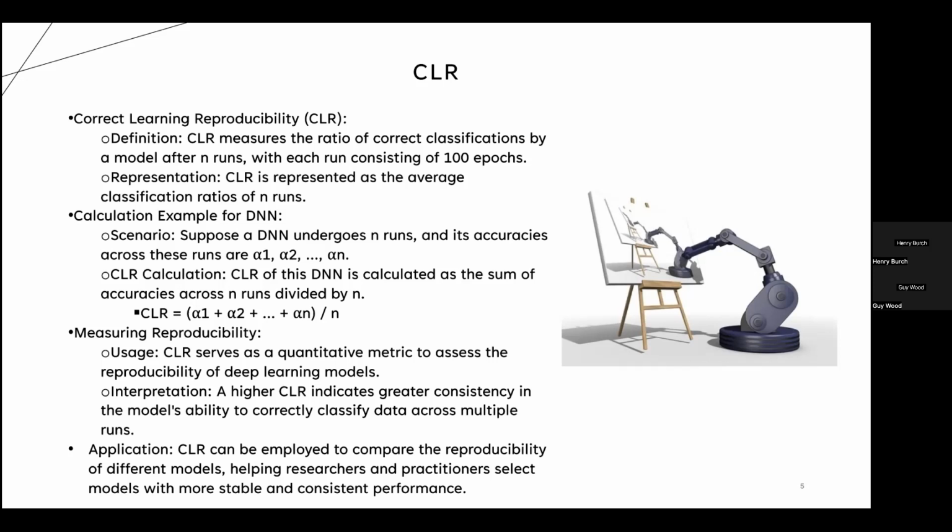The usage here is that the CLR serves as a quantitative metric to assess the reproducibility of deep learning models. A higher CLR indicates greater consistency in the model's ability to correctly classify data across multiple runs. The application is that CLRs can be employed to compare the reproducibility of different models, helping researchers and practitioners select models with more stable and consistent performance.